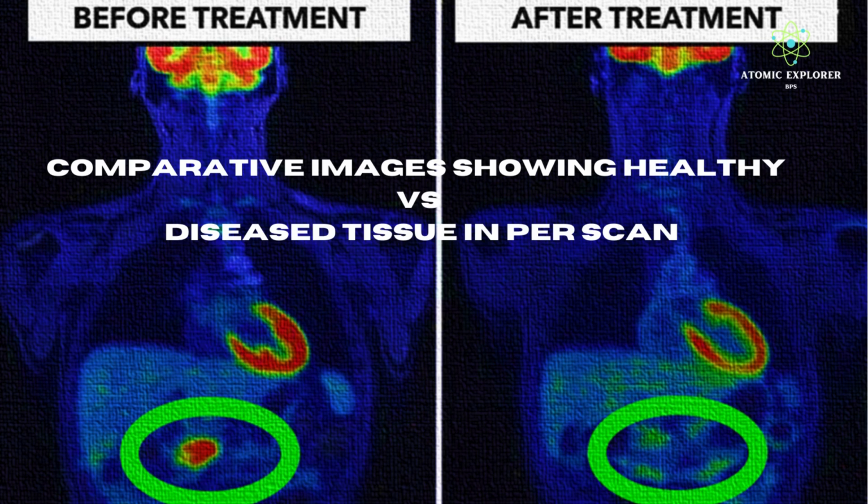On the left side, we have a PET scan image taken before the treatment. The bright areas here highlight the red part and yellow part, which indicate high metabolic activity typically associated with cancerous cells. Notice the intense signal within the circled region, which represents a tumor with high glucose intake.